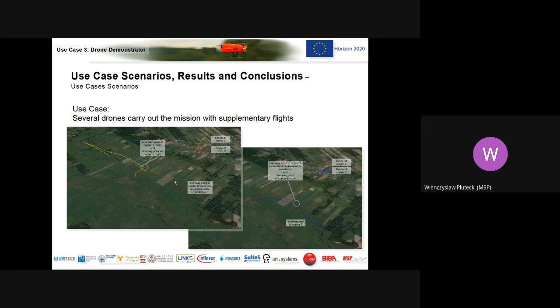Then the services which were described previously by Jacek, the mission guidance, plan the next supplementary route for the third drone, which starts its route, with the first waypoint being the point where the second drone broke its mission, and continues flying up to the end of the mission, and then returns and lands.